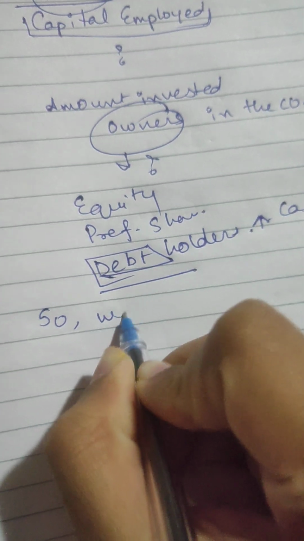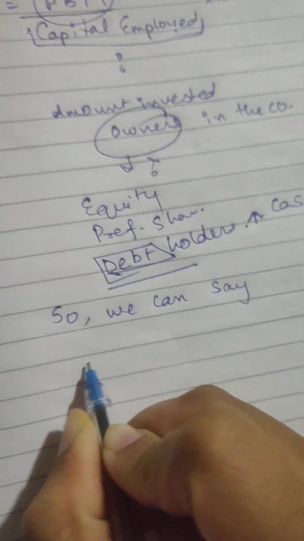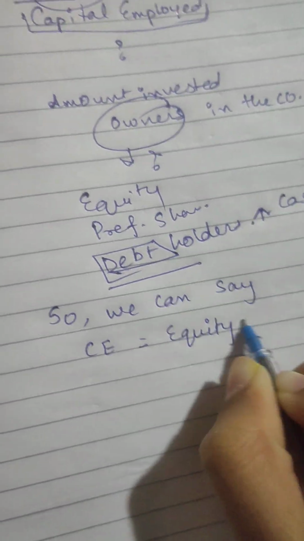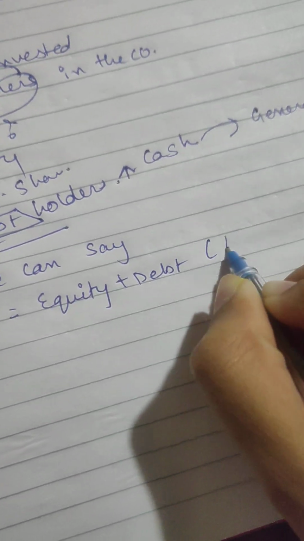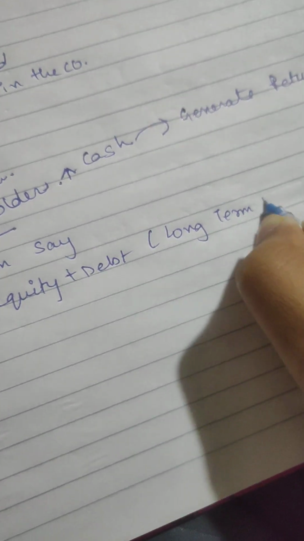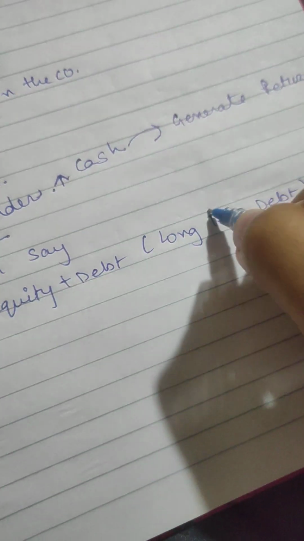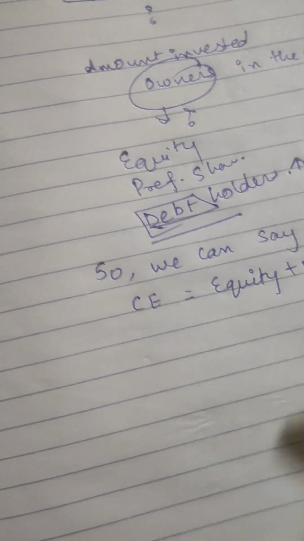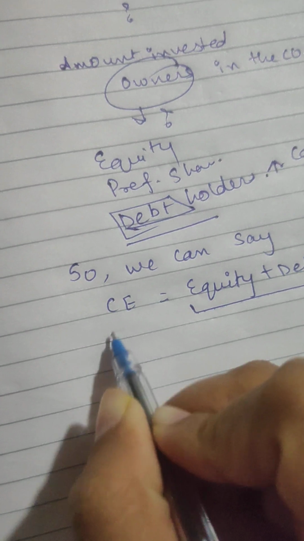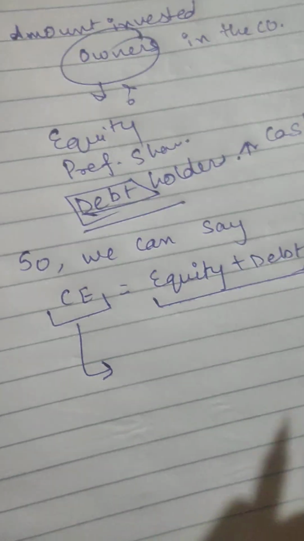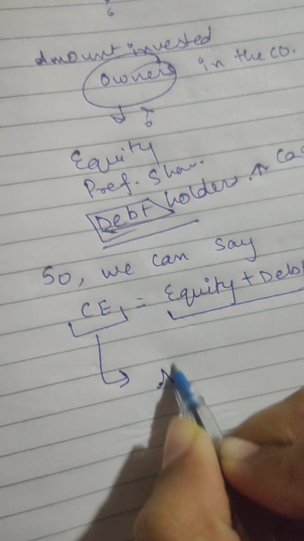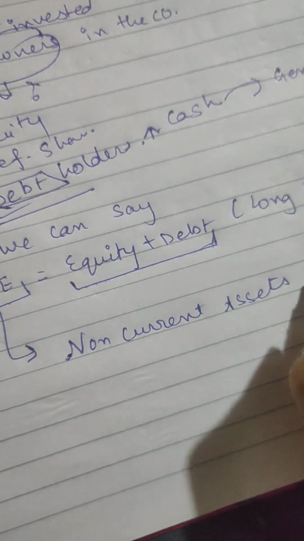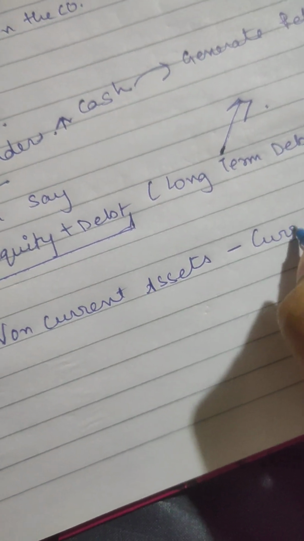So we can say capital employed is equal to equity plus debt. This is long term debt which is used for generating returns and interest is paid on the same. Okay, now if we want to break this down, we can do that. We can find capital employed in another way as well, that is non current assets minus current liabilities.